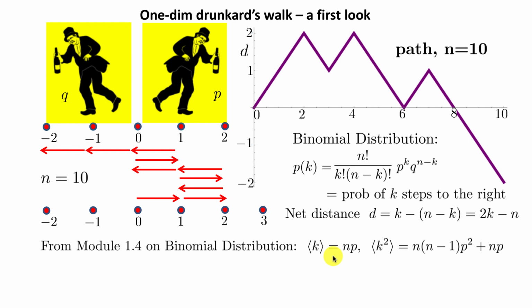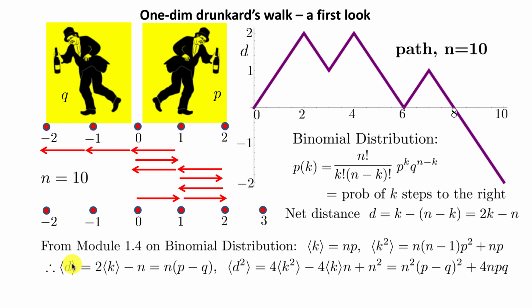Now, similarly, we can calculate the average value of k squared by taking k squared, weighting it by p of k, summing over k, and that gives n into n minus 1 p squared plus np. So since we have the average value of k, we can calculate the average value of the distance traveled, which will be from here 2k minus n. So the average value of d will be 2 times the average value of k minus the average value of n, which is n itself. That gives n into p minus q.